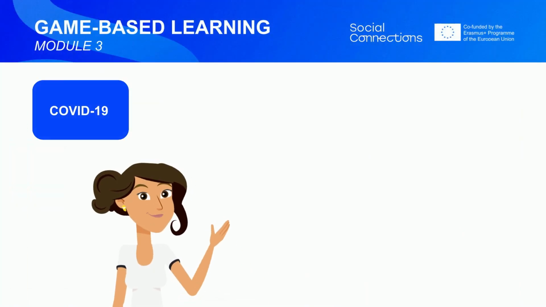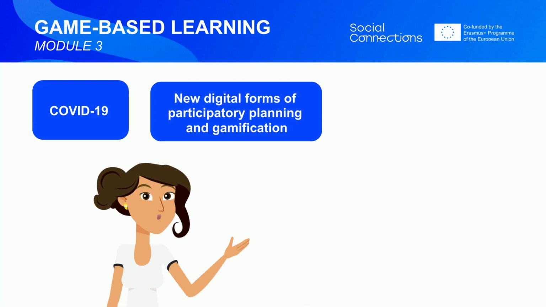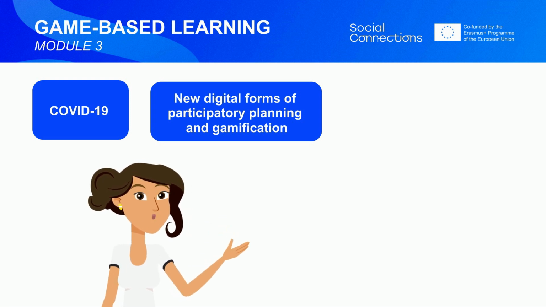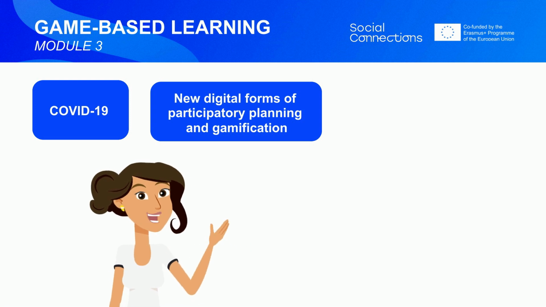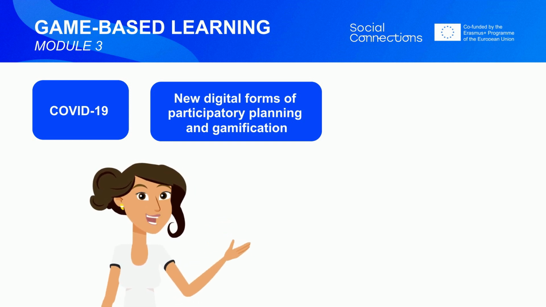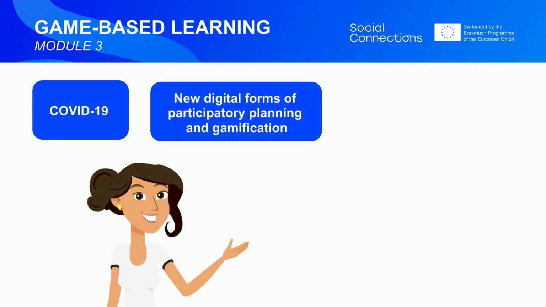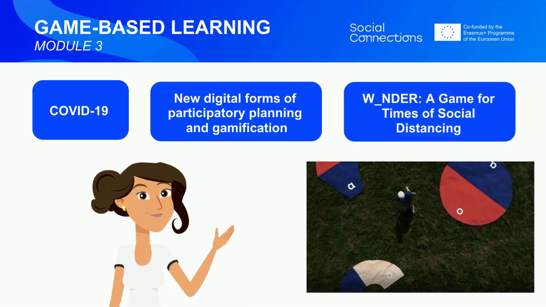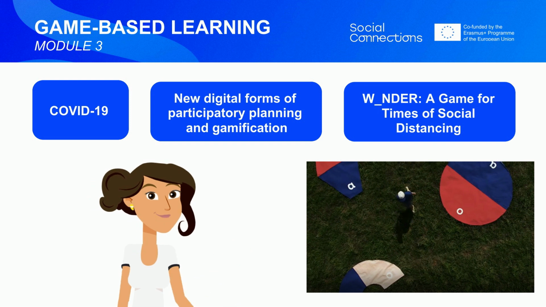Due to COVID-19, digital forms of participatory planning and gamification have emerged. Digital spaces have been created where people without the possibility to leave their homes can satisfy their needs for social contact and community belonging. Game elements have been implemented in cities to enable new and stimulating experiences. For example, W Wonder, a game for times of social distancing.